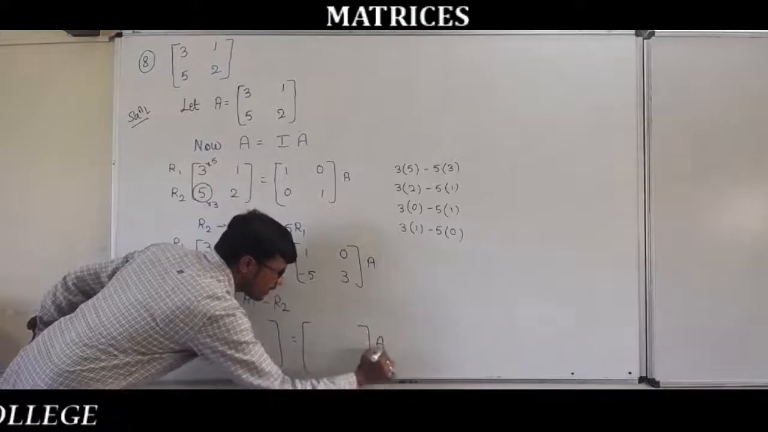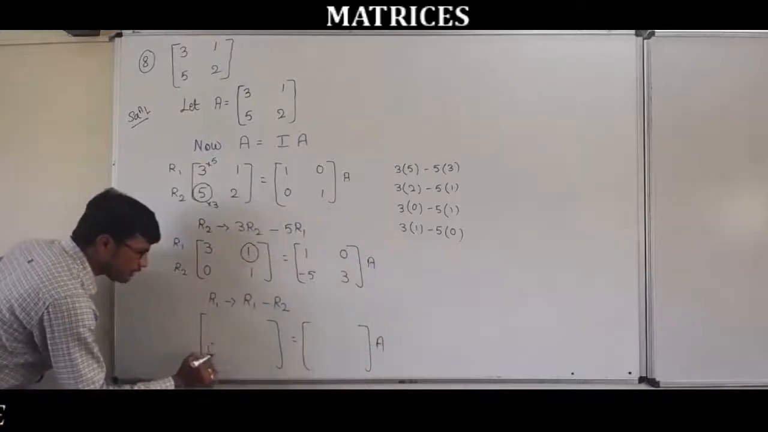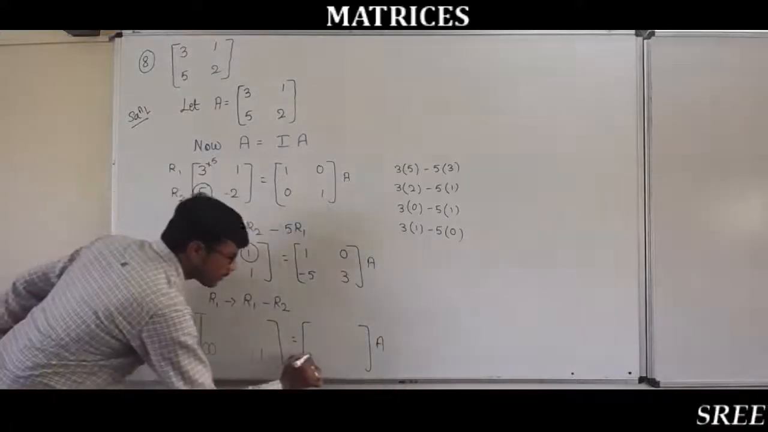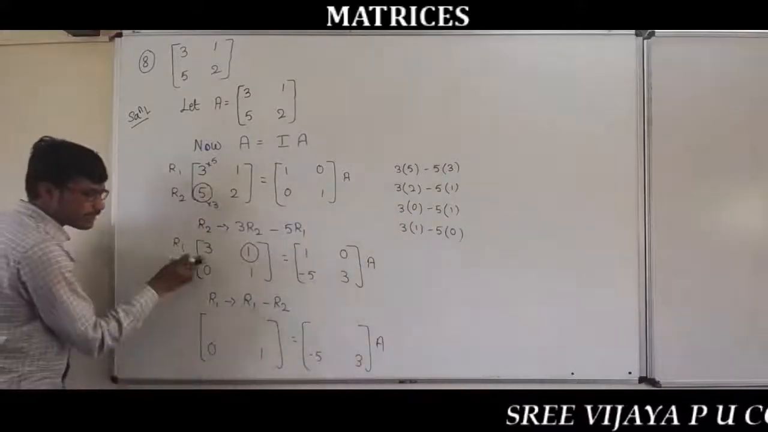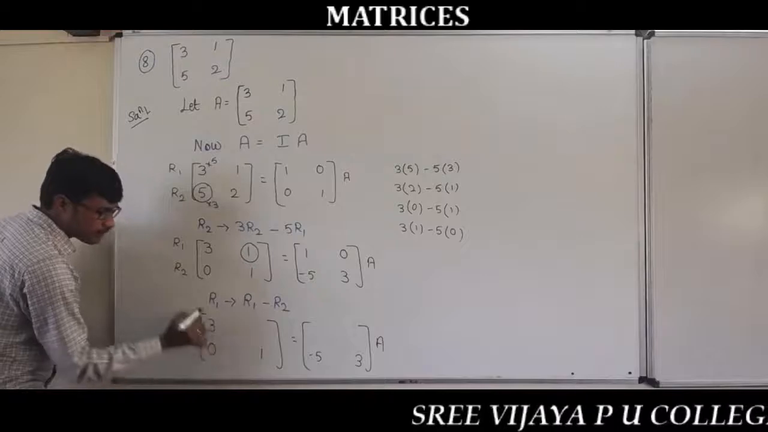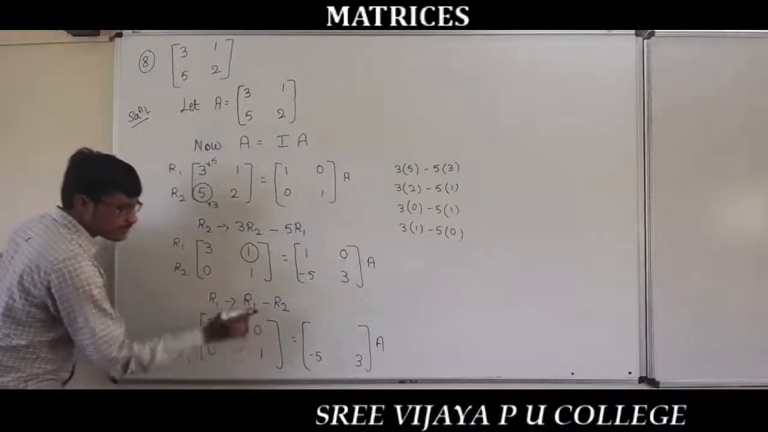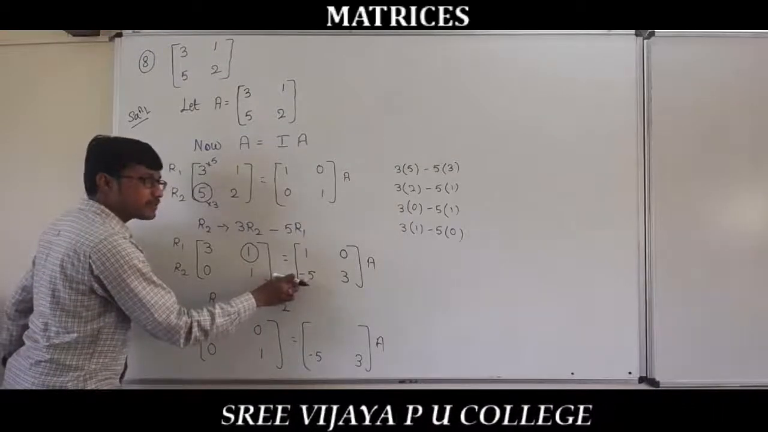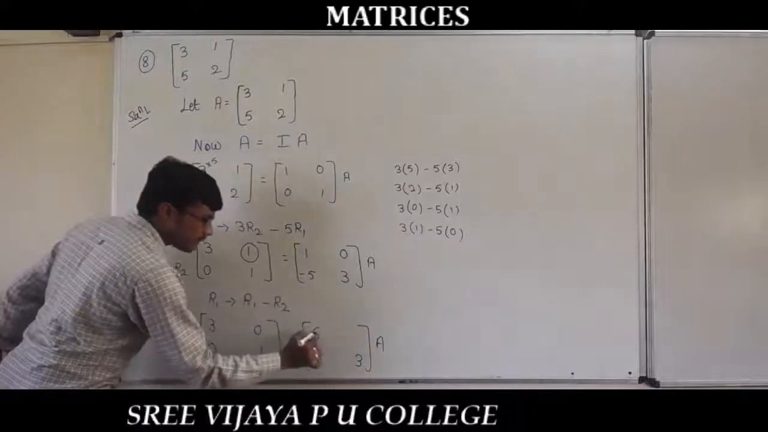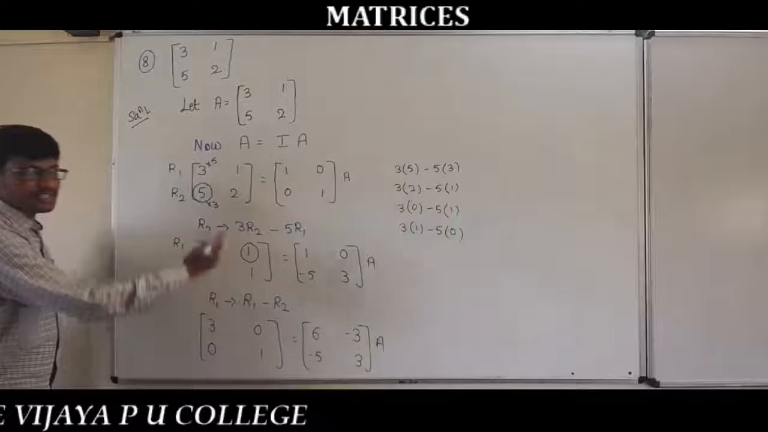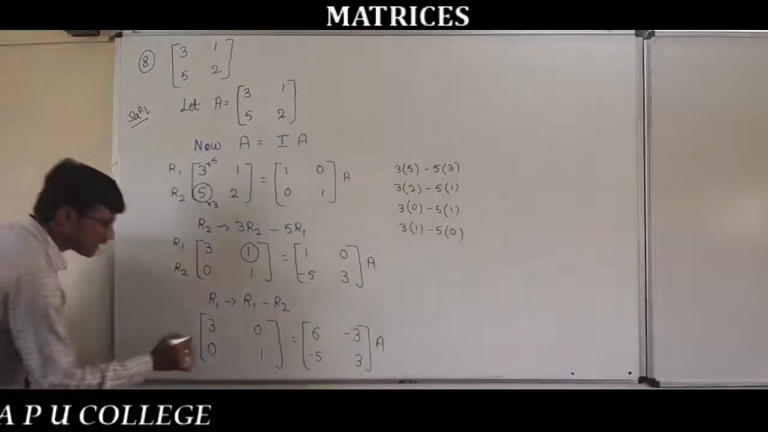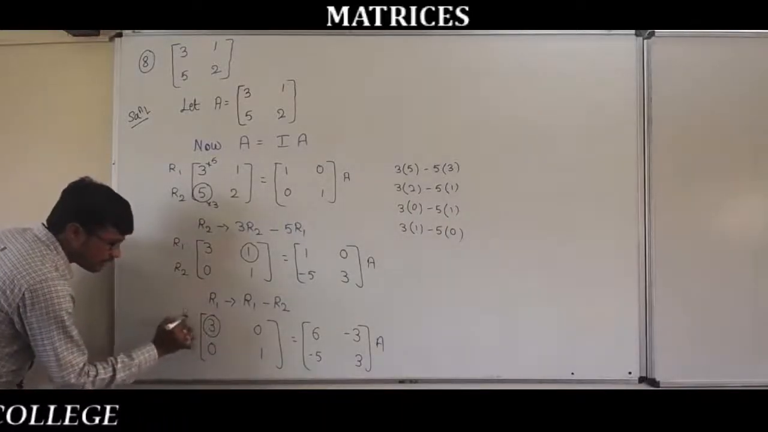So first write down that R2 is 0, 1, minus 5, 3. Write that R1 as R1 minus R2. 3 minus 0 is 3. 1 minus 1 is 0. 1 minus of minus becomes 1 plus 5. So 1 plus 5 is 6. 0 minus 3 is minus 3. So just subtracting R1 minus R2.